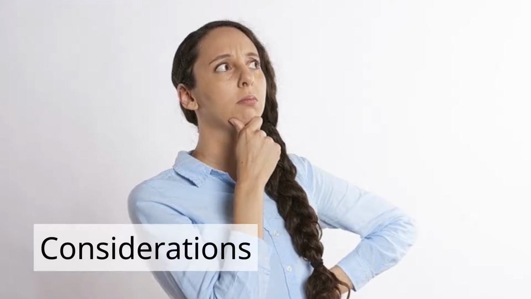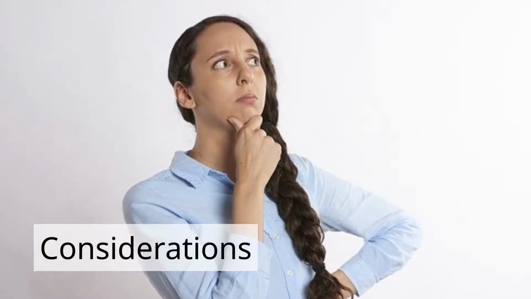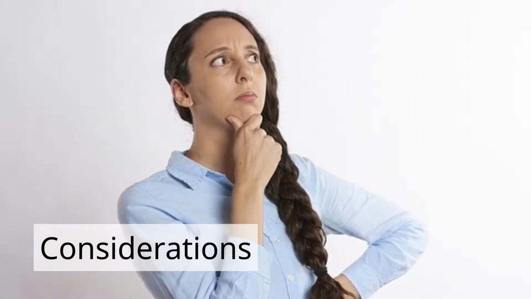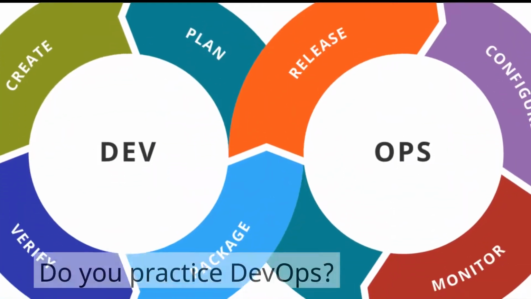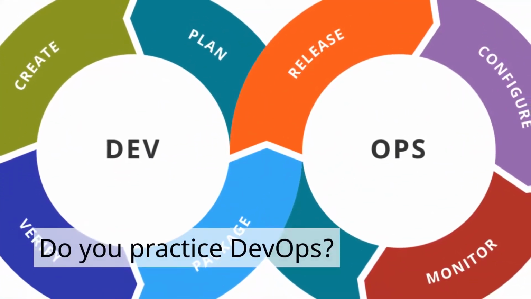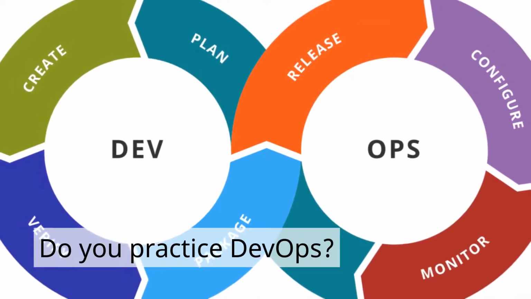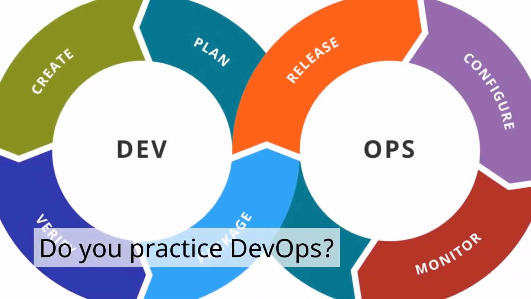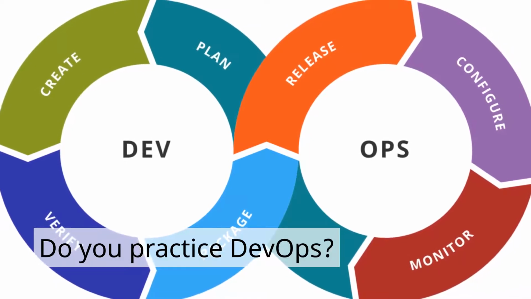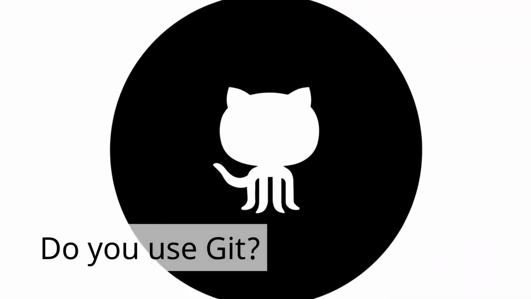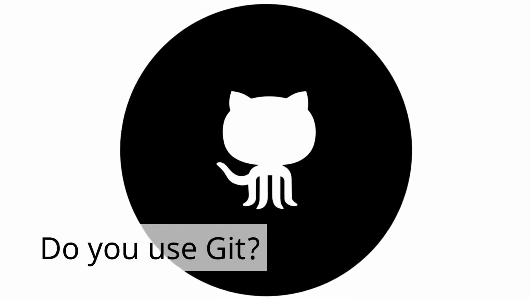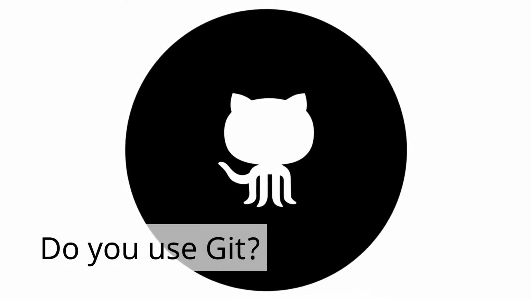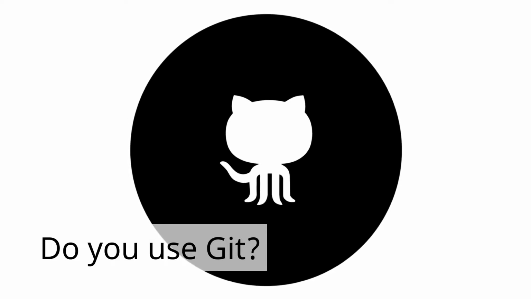If GitOps sounds interesting, what are some things that you should consider as an organization before you adopt GitOps? Here are some questions that may help. Do you already practice DevOps? GitOps is an extension of DevOps, so it makes sense to start with DevOps and then graduate to GitOps. Do you already use Git for version control and repository management? GitOps is based on Git, so this is a great starting point for GitOps.